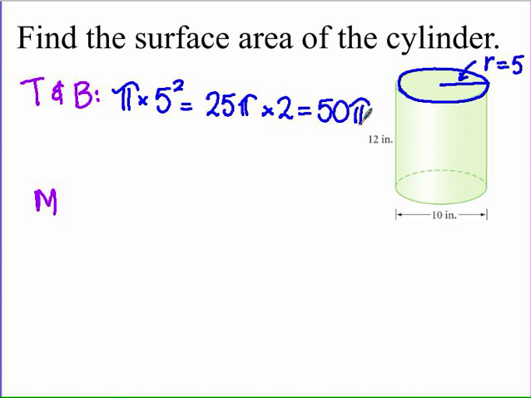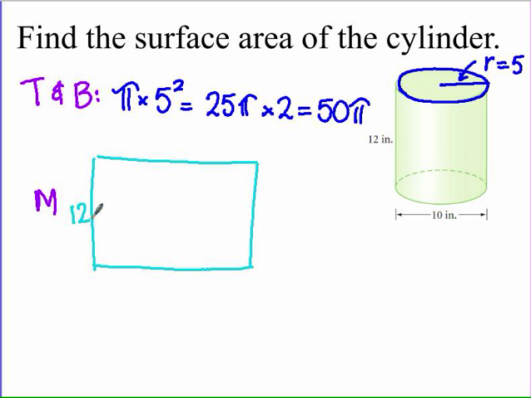The middle is what shape? A rectangle. So you've seen this before. The rectangle is going to look like this, because that's if we were to unroll the can. The height is 12. Now I've got to figure out that width, that length.